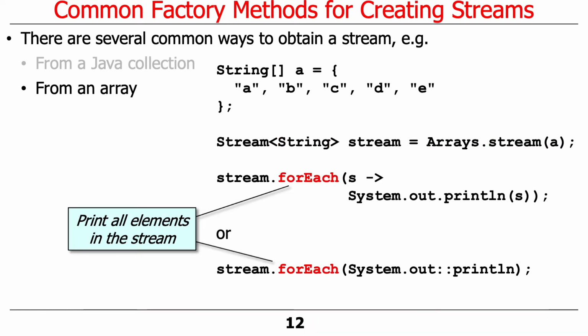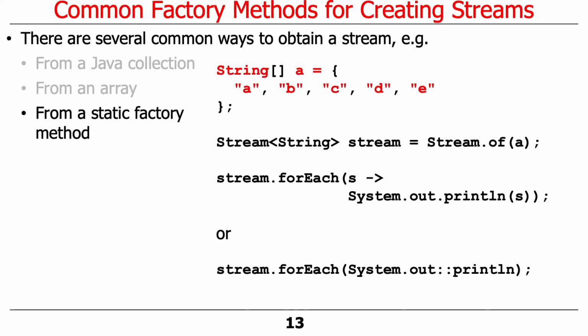You could go ahead and print out each element, either printing it out using a lambda expression, which is what I show you here, or perhaps better yet, using a method reference, which is what's shown at the bottom of the slide. In either case, whether it's a lambda expression or a method reference, you take each of the elements in the stream and you print it out using the println method.